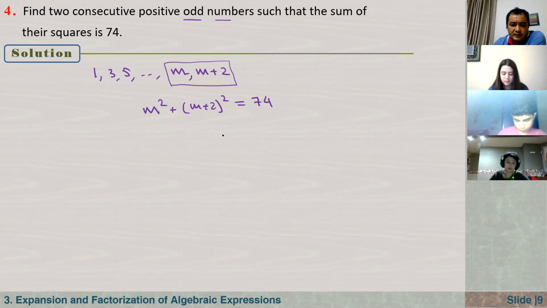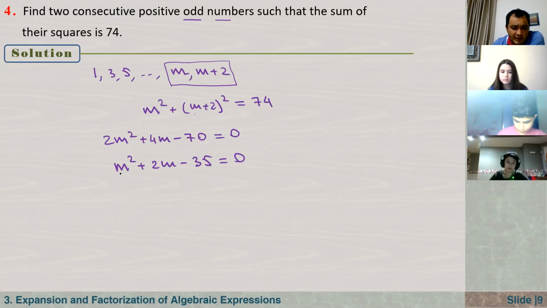Maybe I will do some stuff mentally here. Here we have m squared plus m squared, so 2 times m squared, 2 times m times 2, that is 4m. And here we have 4, take 74 to the left-hand side, 4 minus 74, that's equal to negative 70. That's equal to 0. And of course, now at this level, you should do some steps mentally. You don't have to write every step. So now divide both sides by 2. What do we have here? m squared plus 2m minus 35 is equal to 0.